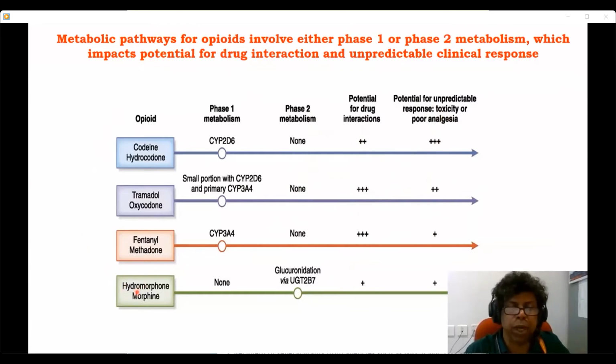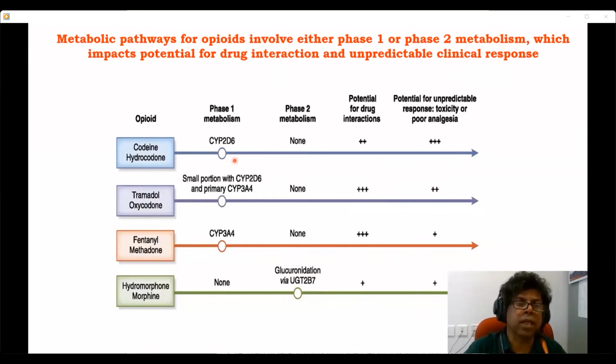Now, interestingly, morphine is probably safer in that sense because it doesn't go through phase 1 metabolism. It does go through phase 2 metabolism, glucuronidation, via the UGT2B7 enzyme. So you have a lesser drug interaction, or lesser toxicity or poor analgesic effect.